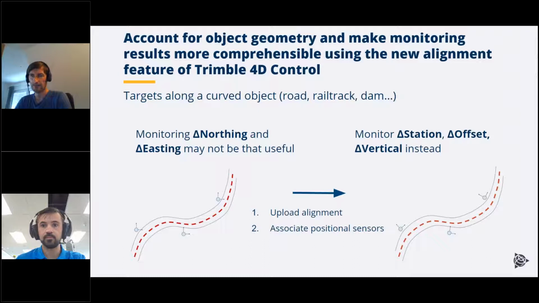And as of T40 version 6.2, it is now possible to calculate station, offset, and vertical values from northing, easting, and elevation values. In other words, instead of delta northing, delta easting, and delta height, T40 can now also produce results in delta station, delta offset, and delta vertical. How do you get there? It's already outlined here. Upload alignment, associate positional sensors. So this is exactly what I would like to demo now, what I would like to show to you.